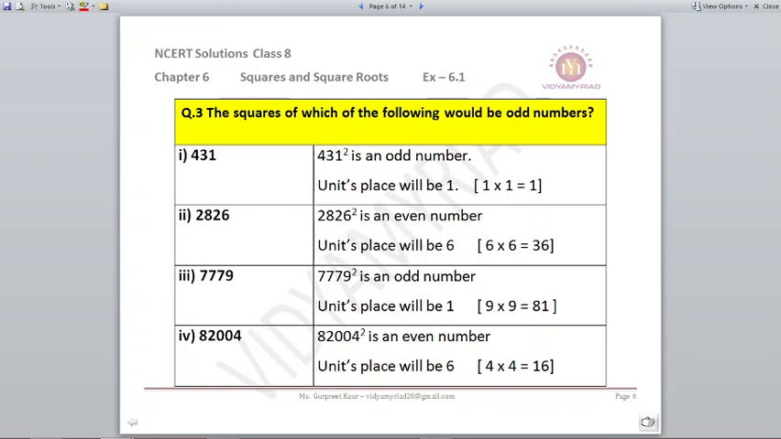7779. So 9 into 9 is 81. So that means the number will end with 1 only. If it is ending with 1, the square of the number will be an odd number.